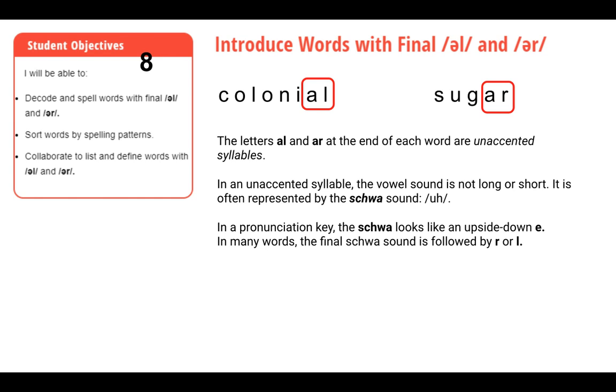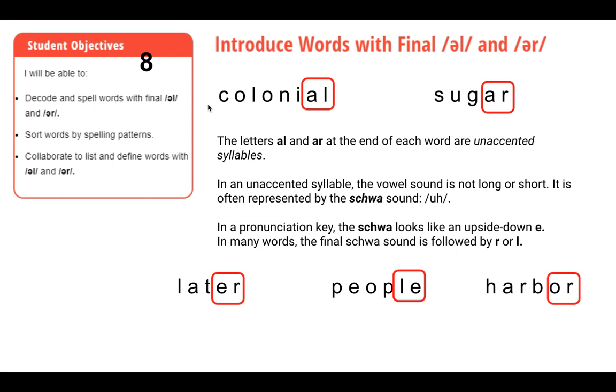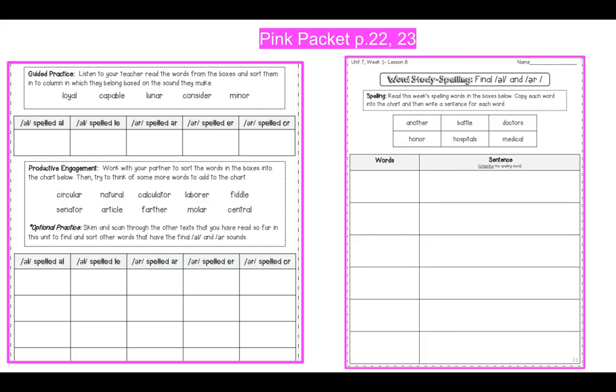In many words, the final schwa sound is followed by an R or an L. So later, people, harbor. Okay, a vowel ending with either an R or an L at the end. Okay, so what you're going to do today is in your pink packet, pages 22 and 23, you're going to take a look up at the top of the page: loyal, capable, lunar, consider, and minor. You're going to write those into the correct boxes of how they're spelled at the end. And then you are going to sort out the words that are listed in the middle box into the correct columns. Circular, natural, calculator, laborer, fiddle, senator, article, farther, molar, and central.